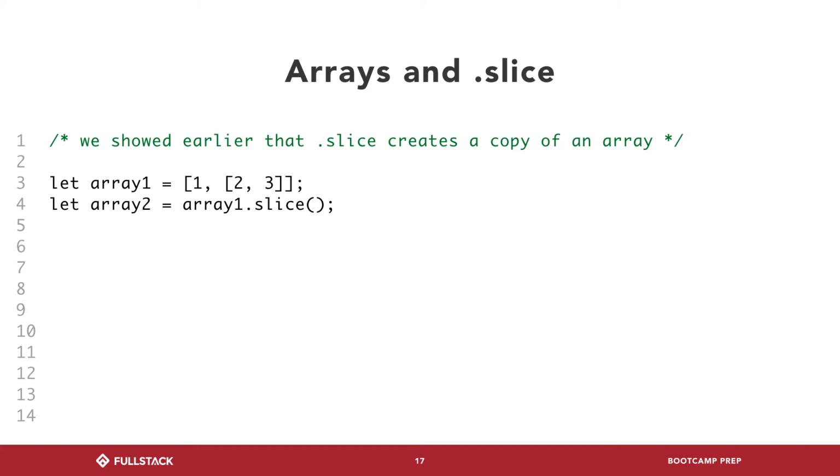So, all right, any questions? Yeah. One more. So if you want to copy an array, you can slice it. What about objects and methods? Is there something like slice for them?